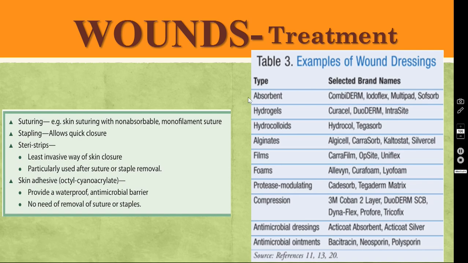Here in this column, you are seeing the various examples of wound dressing like absorbent wound dressing. This is the trade name. And hydrogels, hydrocolloids, alginates. Whenever there is lot of discharge from the wound, we can use this alginate dressing. Transparent films, foam dressing, protease modulating dressing, compression wound dressing, antimicrobial dressing, antimicrobial ointments. These are the different examples for different wound dressings.